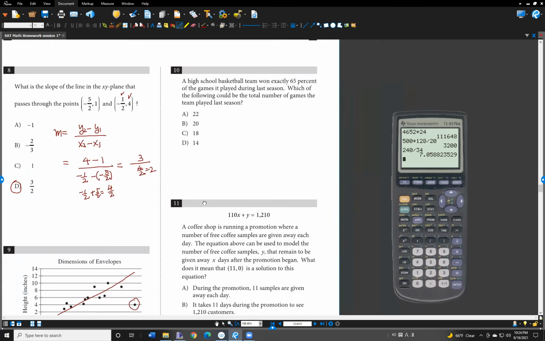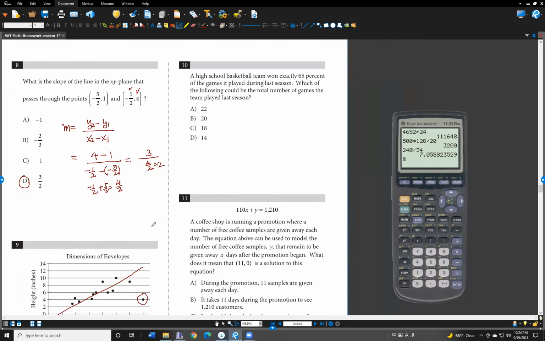All right, number 10 over here. A high school basketball team won exactly 65% of games. If we have 100 games, they win 65 games. Which of the following could be the total number of games the team played last season? The number of games, you understand, number of games. This is a typical AMC question, 7th, 8th grade AMC. The number of games should be an integer, it can't be a decimal. There's no 1.5 games.